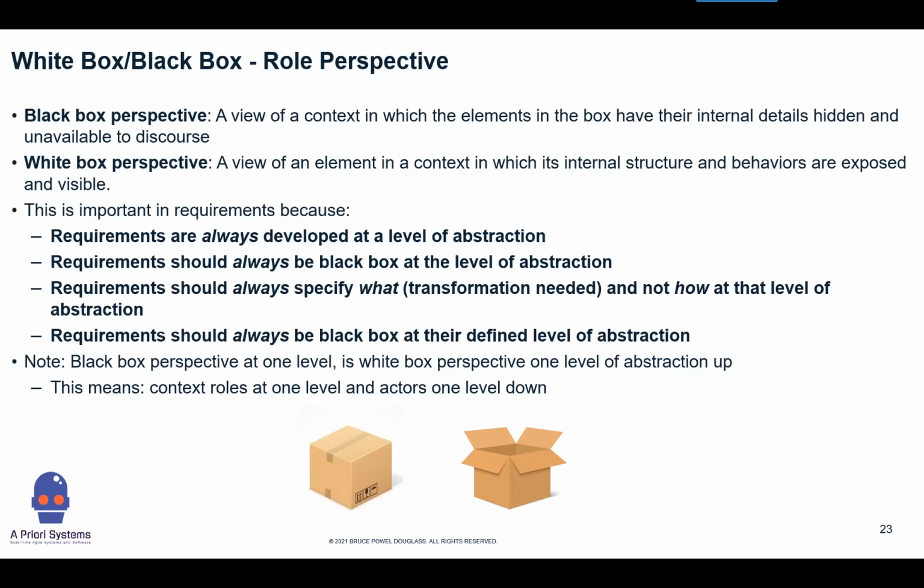So requirements are always developed at a level of abstraction, whether it's stakeholder, system, subsystem, engineering facet, and so on. There's always some level of abstraction. Requirements should always be a black box at that level of abstraction. They should specify what transformations are needed and maybe how well they're performed, but not how they're actually done. That requires white box perspective.